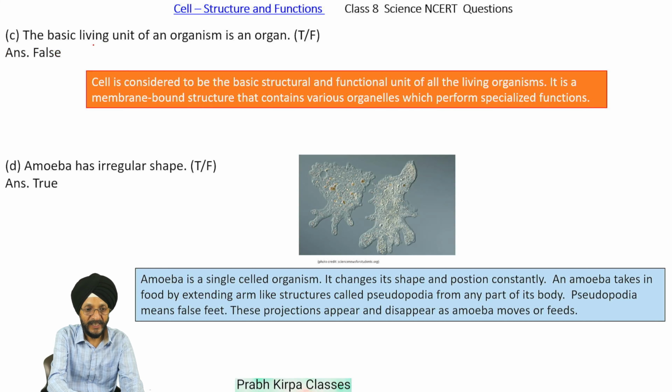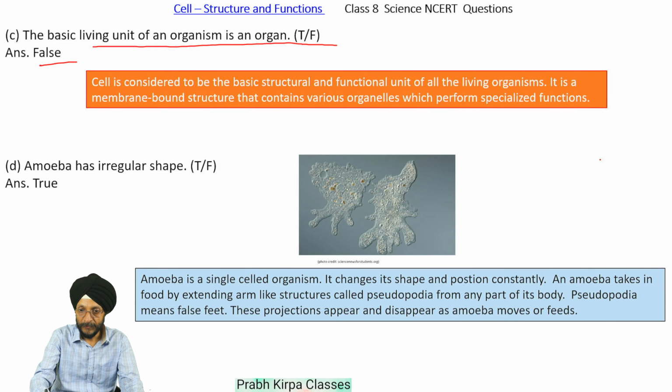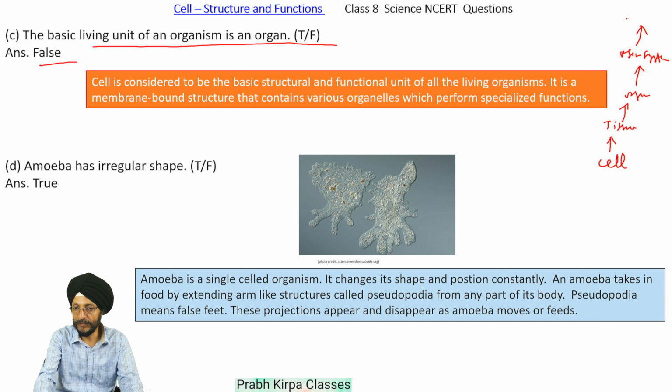The statement: the basic living unit of an organism is an organ. False. As you know, the basic living unit of an organism is the cell. From cells form tissues, tissues join to form organs, organs join to form organ systems, and many organ systems collectively form an organism. So the basic unit of an organism is the cell.